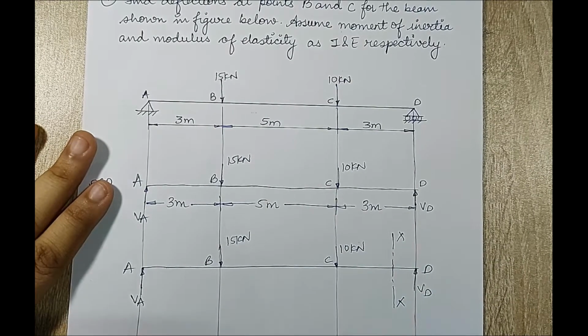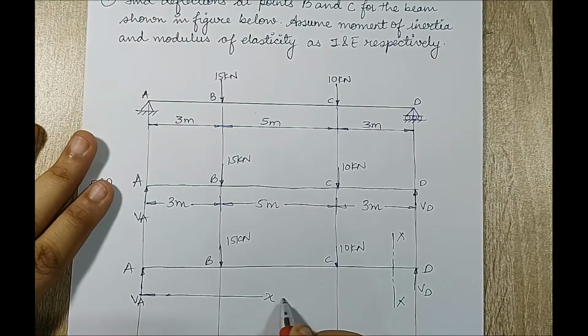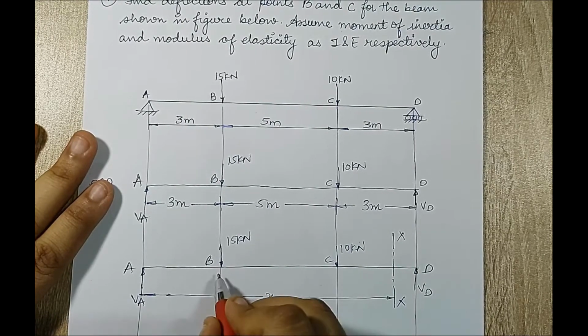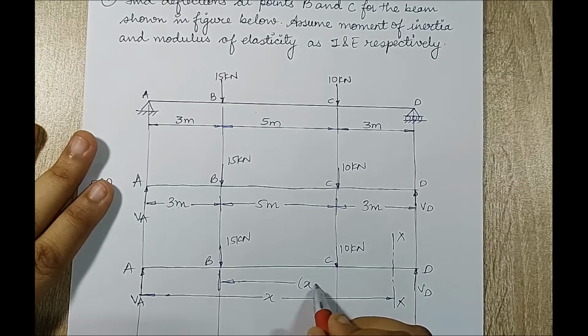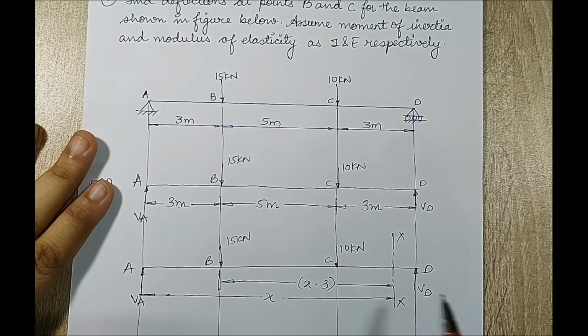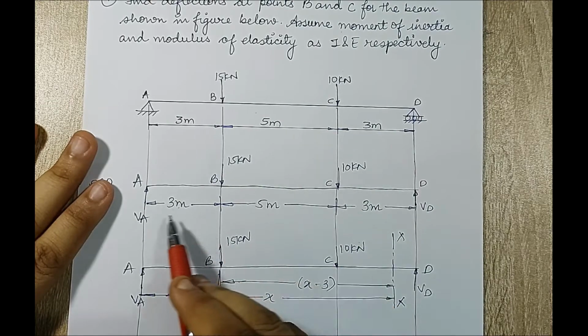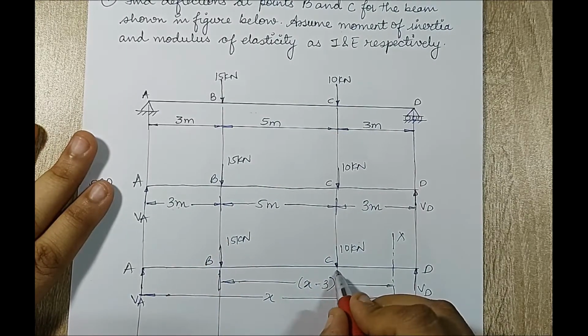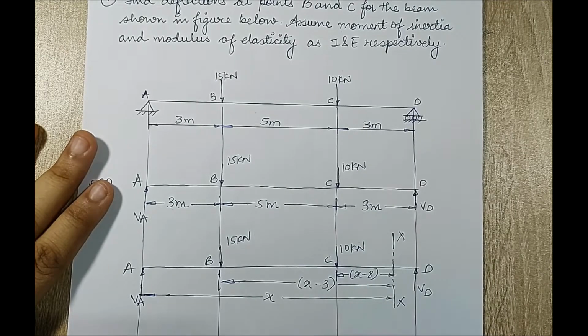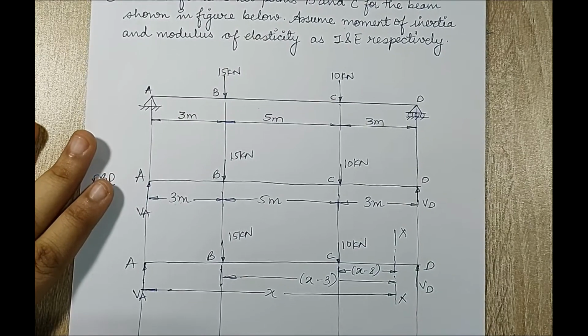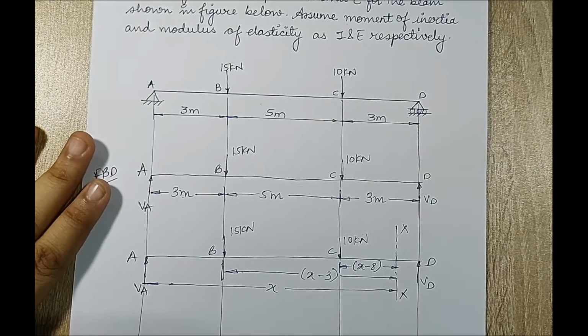This is my slider XX. Assume it is at a distance of x from the end A. This distance is 3 meters, so the distance of B from this section will be x minus 3. This distance is 5 and this is 3, so obviously the distance of C will be x minus 8. So this is the diagram which I am going to use.